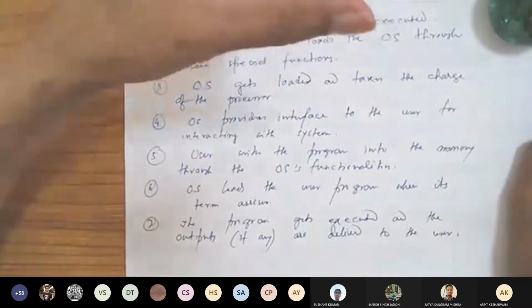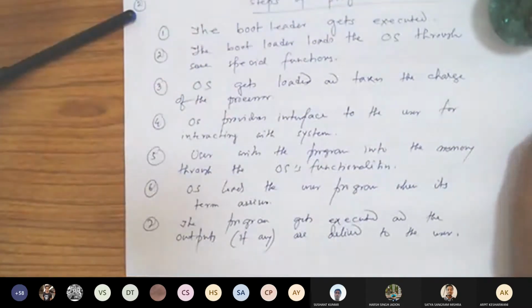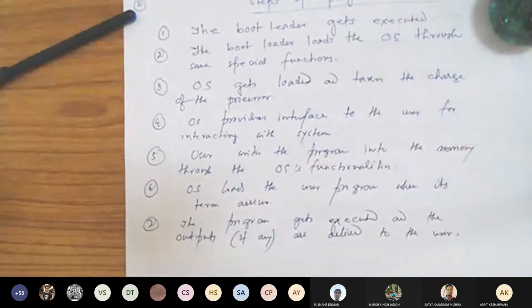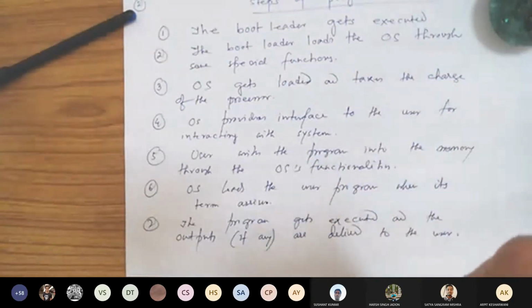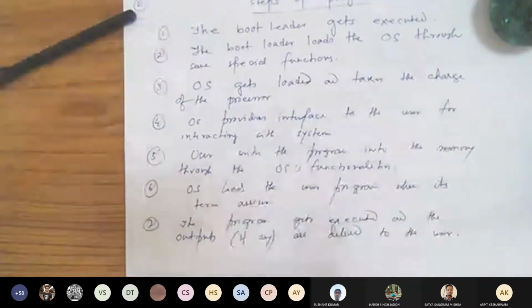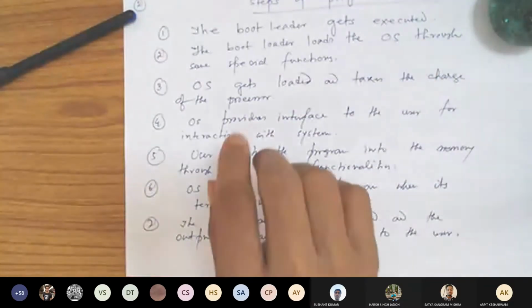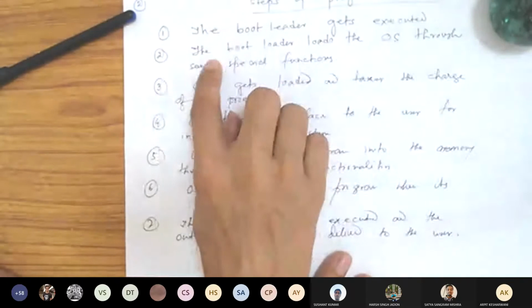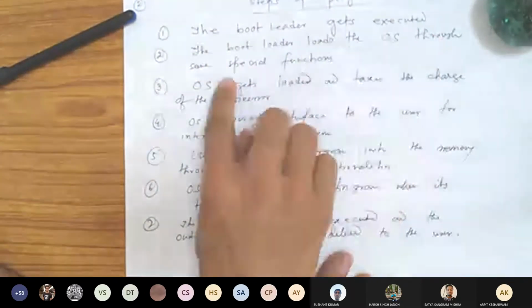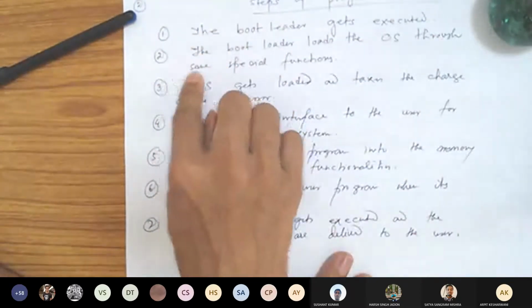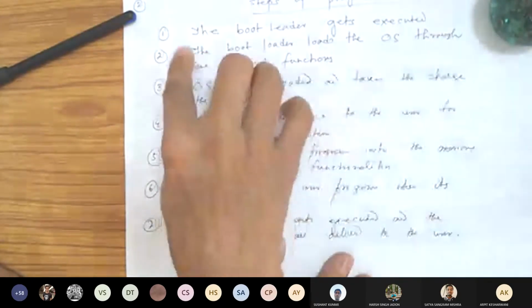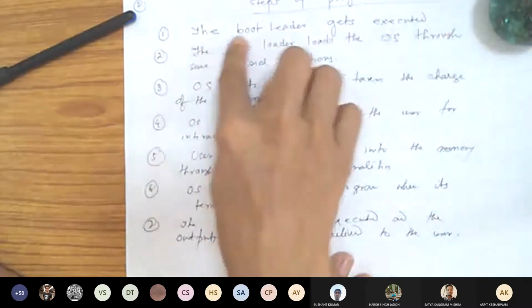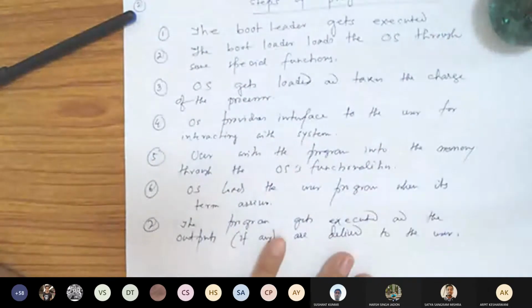Obviously, because the bootloader is a small program, it cannot load the whole operating system. The whole operating system has many functions at many places. So it loads some basic functions which are good enough to load the remaining portion of the operating system. That's why I did not elaborate more. The bootloader loads the operating system through some special functions. I have not explicitly mentioned what those special functions are. This is a larger process. Loading the operating system module wise is a complex process.